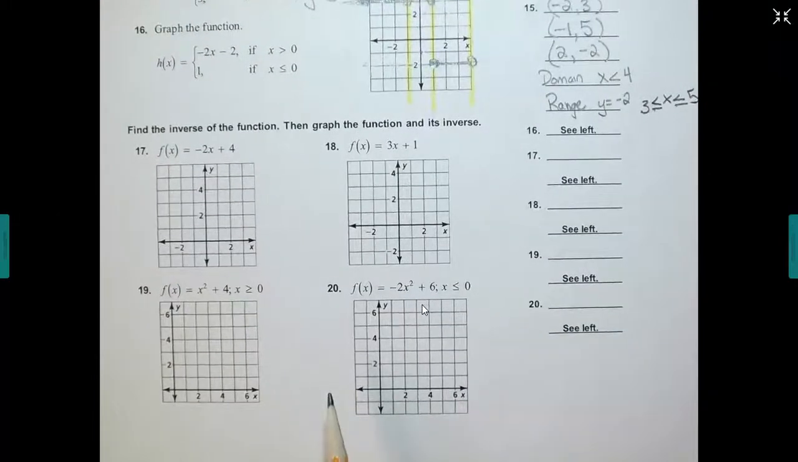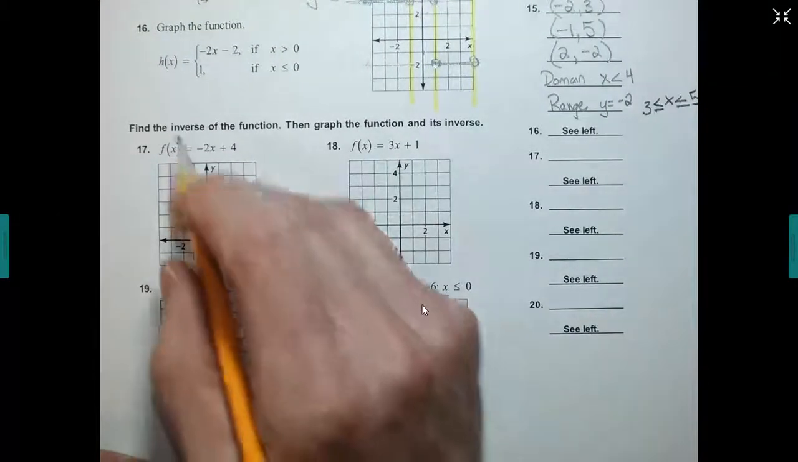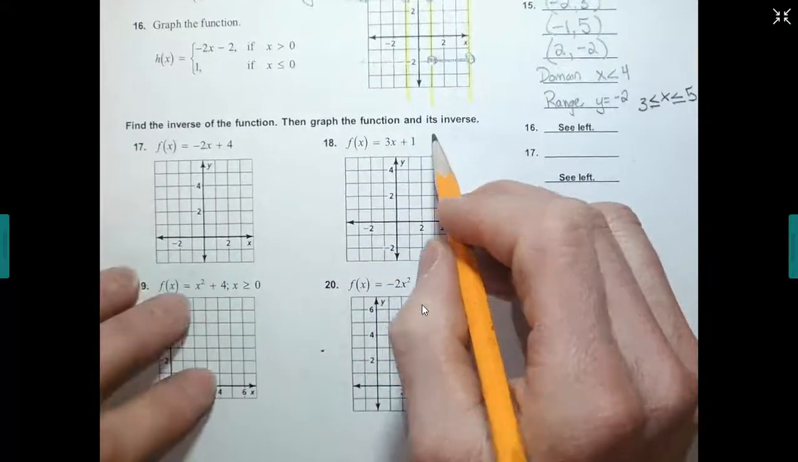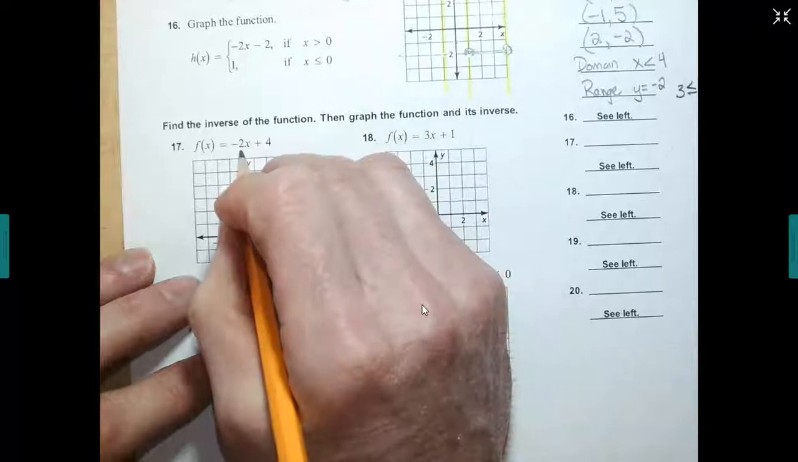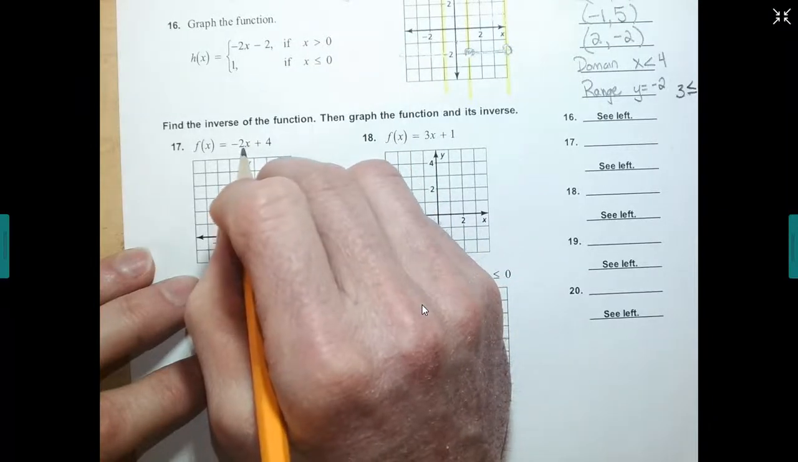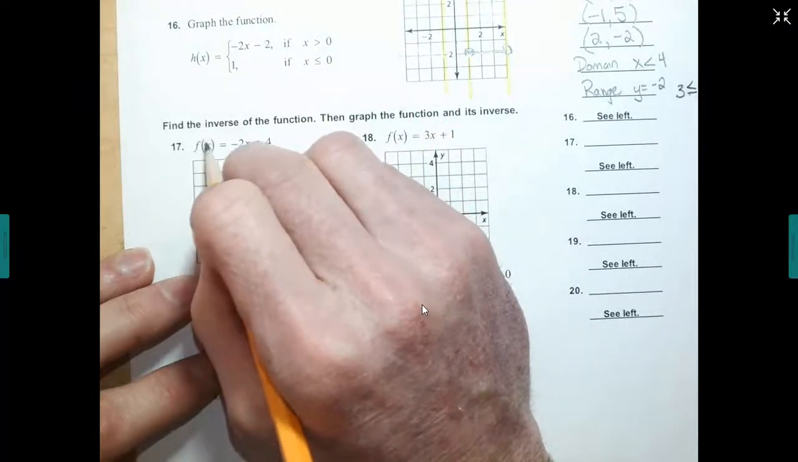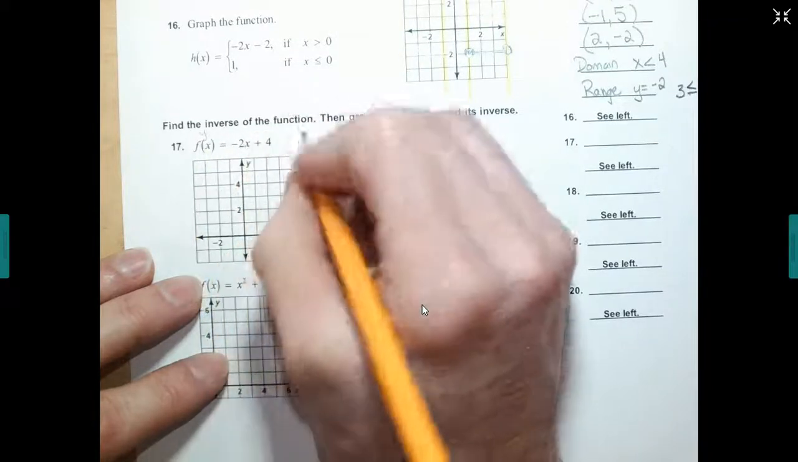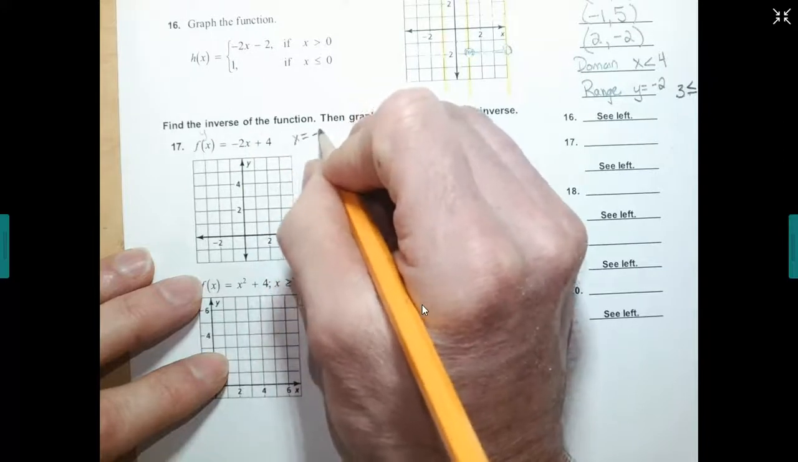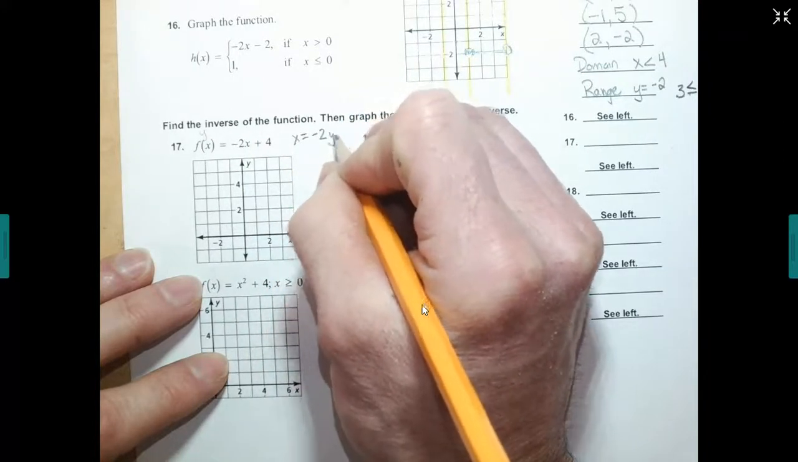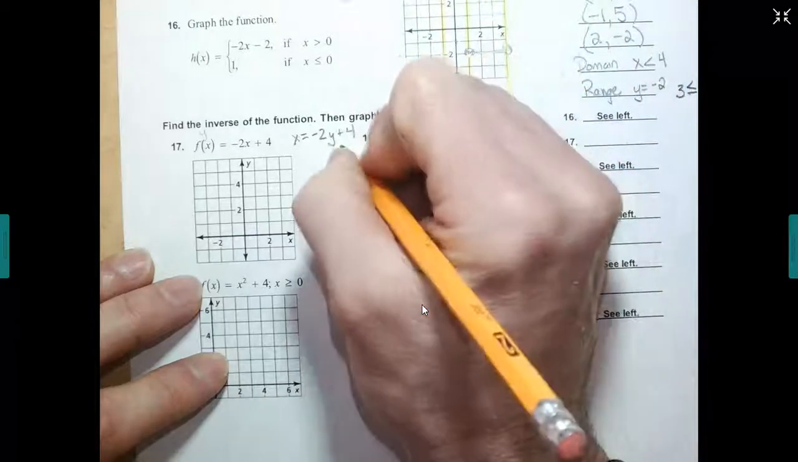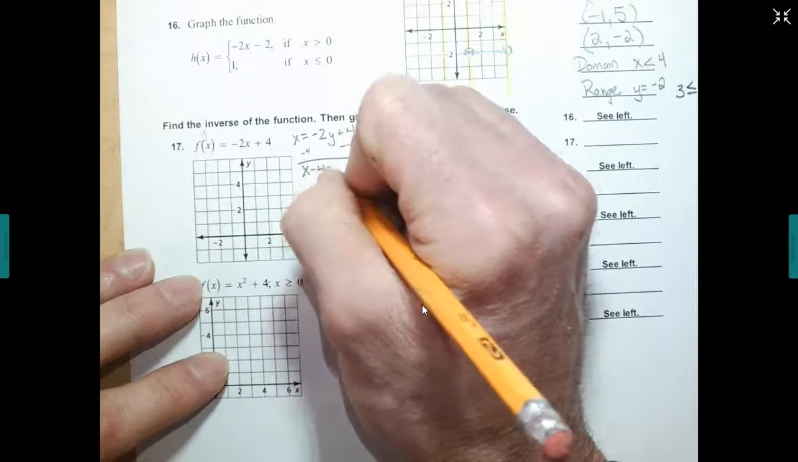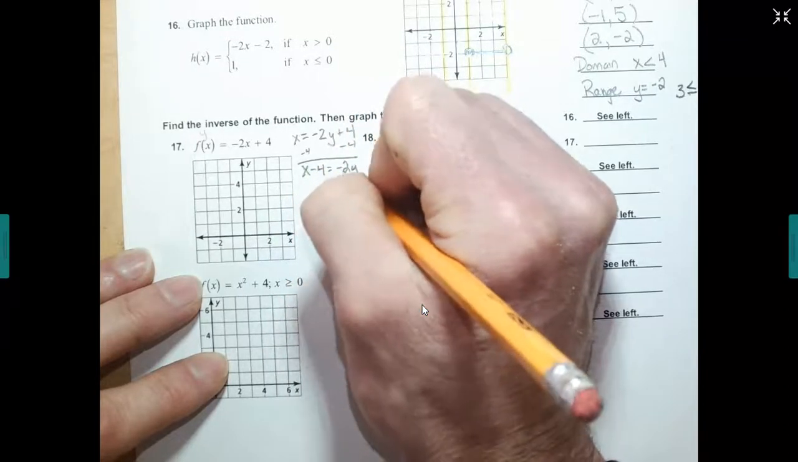All right, the last two for today. Find the inverse of the function, then graph the function and its inverse. So for 17, if I want to do it mathematically, I can switch, don't forget, this is y equals this. So I can switch my y and my x, and I can say x equals negative 2y plus 4. Subtract 4 from both sides. I get x minus 4 is negative 2y. Divide by negative 2.